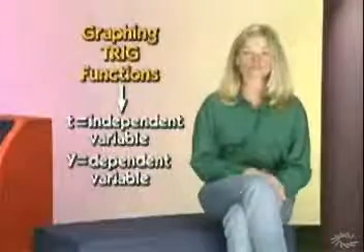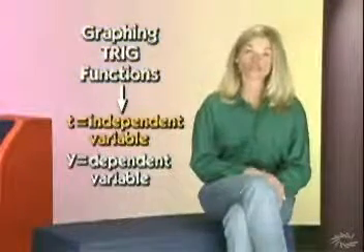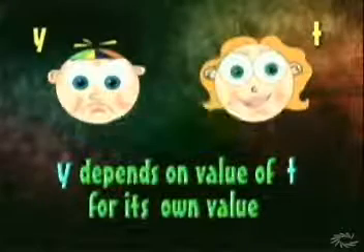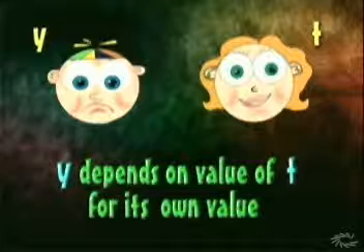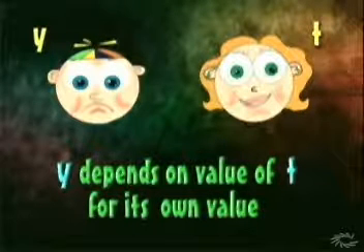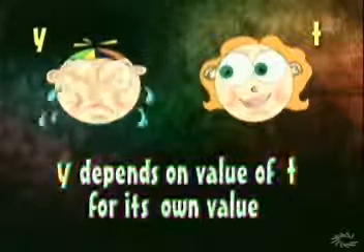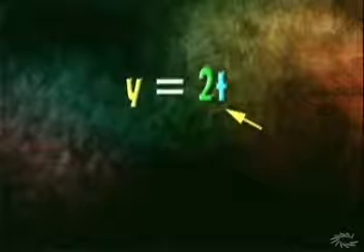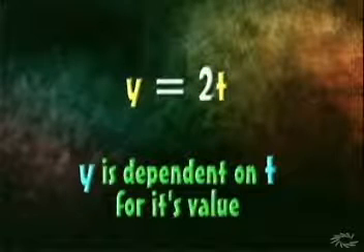When graphing the trig functions, t is traditionally used for the independent variable, and y for the dependent variable. In other words, y depends on the value of t for its own value. Its self-esteem is kind of low. For example, y equals 2t. You don't know what y is unless you first know what t is. Y is dependent on t for its value.